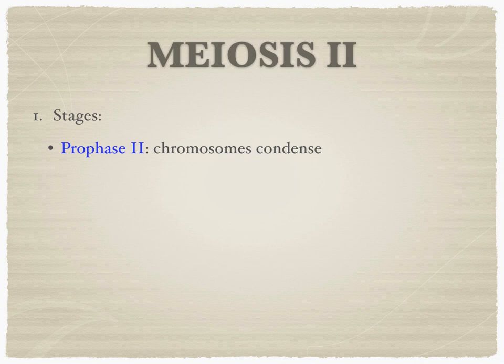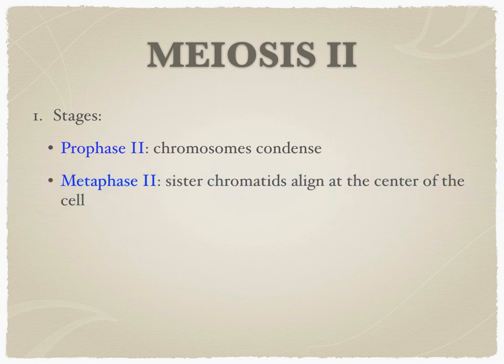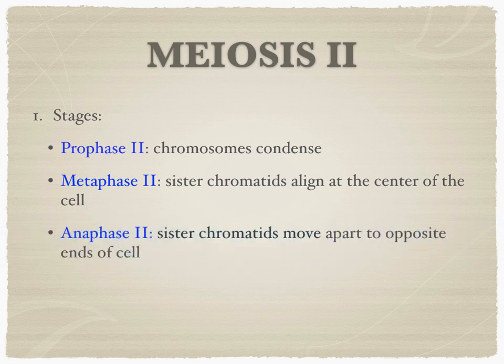And now again, we don't have homologous chromosomes anymore. What we have are sister chromatids. The homologous chromosomes were broken up into 2 separate cells. So now we have our sister chromatids, and they're going to align at the center of the cell, just like in metaphase 1. Always something aligning in the center of the cell in metaphase.